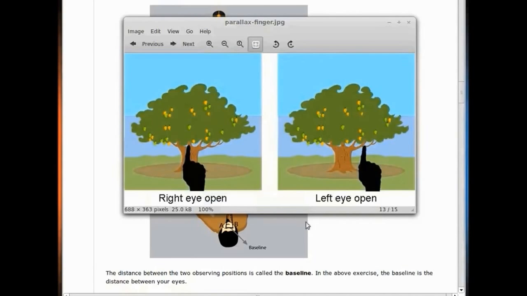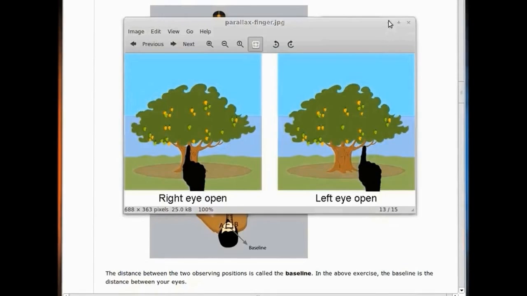To illustrate that, here's a picture that shows you what that would look like. So imagine that you're holding your hand out at arm's length, and you line up your finger with some tree in the distance with your right eye open. If you close your right eye and open your left eye, it's going to look like your finger has shifted. Now, nothing has really moved. It's just your perspective has changed. The place that you're observing from has changed.